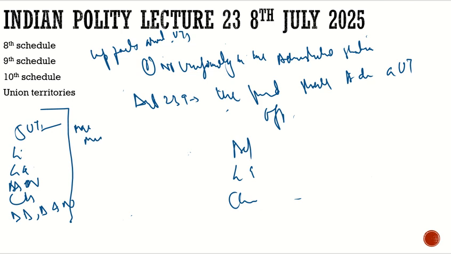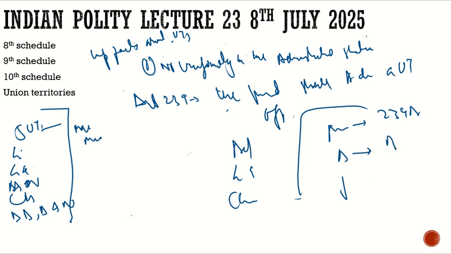Then we have another set of UTs, for example Puducherry, Delhi, and Jammu and Kashmir. For Puducherry, under which law is it governed? Under Article 239A. For Delhi, it is under Article 239AA. For J&K, it would be the same as Article 239A. So there is a difference. For Delhi, you will have a legislative assembly, but still there is a difference.